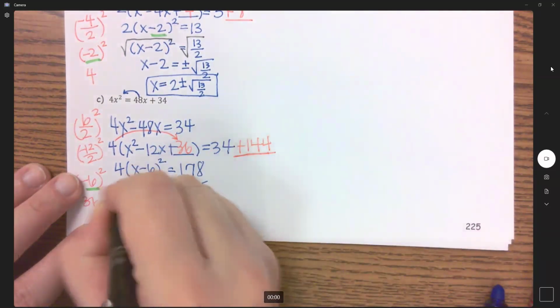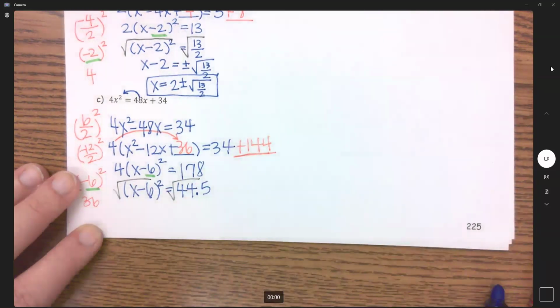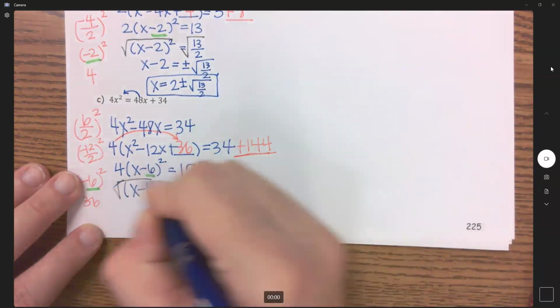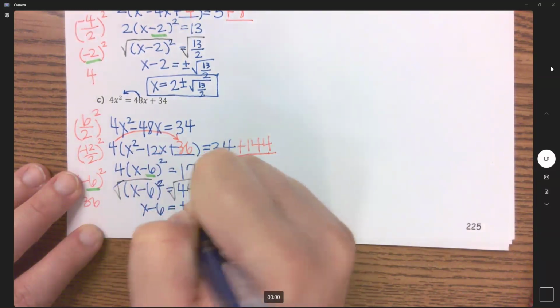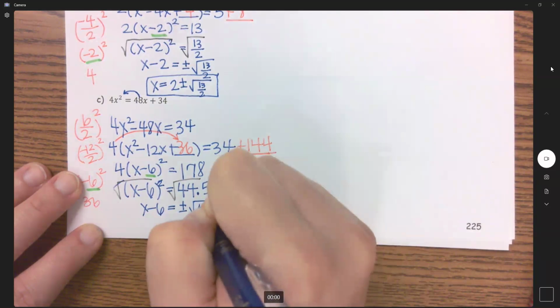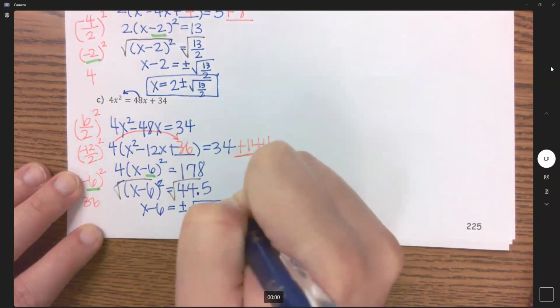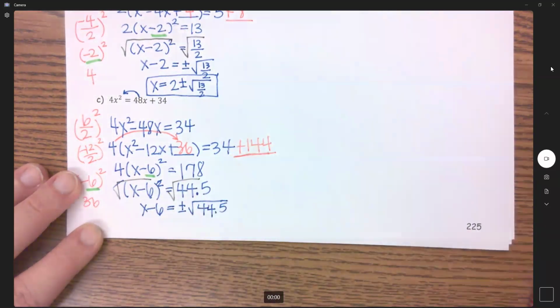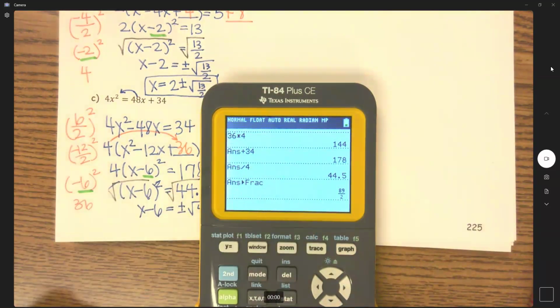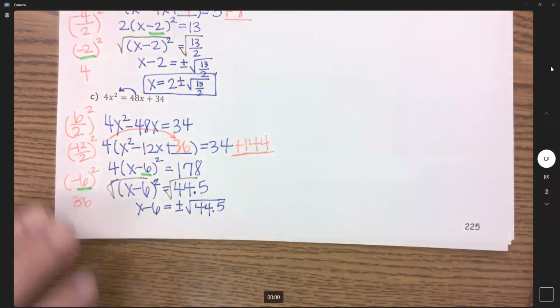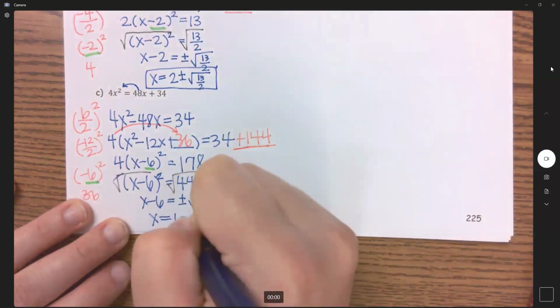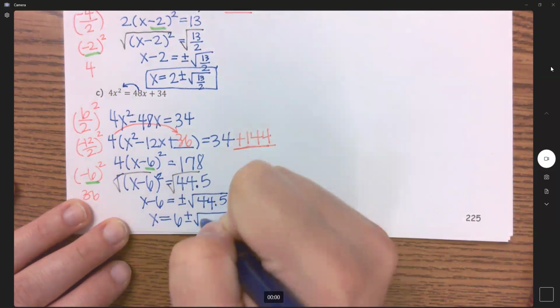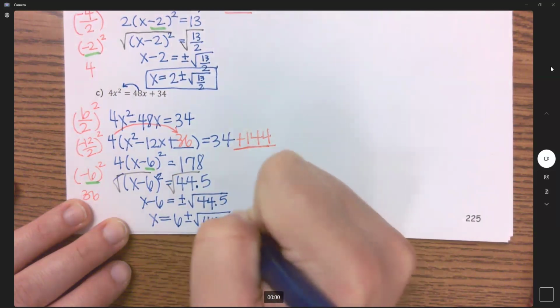And now we will take the square root of both sides. Square root and square cancel, and left with x minus 6 equals plus or minus the square root of 44.5, or plus or minus the square root of 89 over 2. And then lastly, add that 6 over. So we get x equals 6 plus or minus the square root of 44.5.